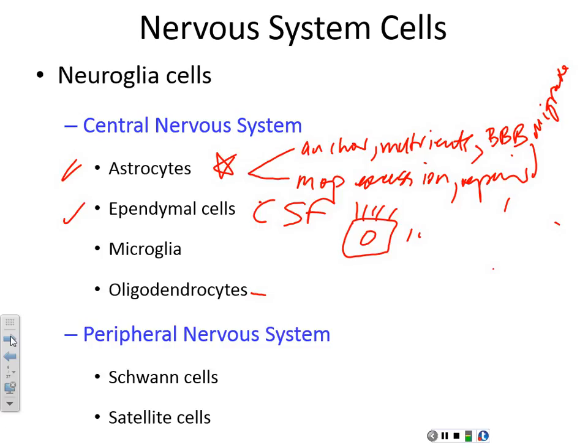Okay, so that's the choroid plexus. These are specialized blood vessels that are lined by these ependymal cells. They produce and circulate cerebrospinal fluid. How about microglia? What do they do?